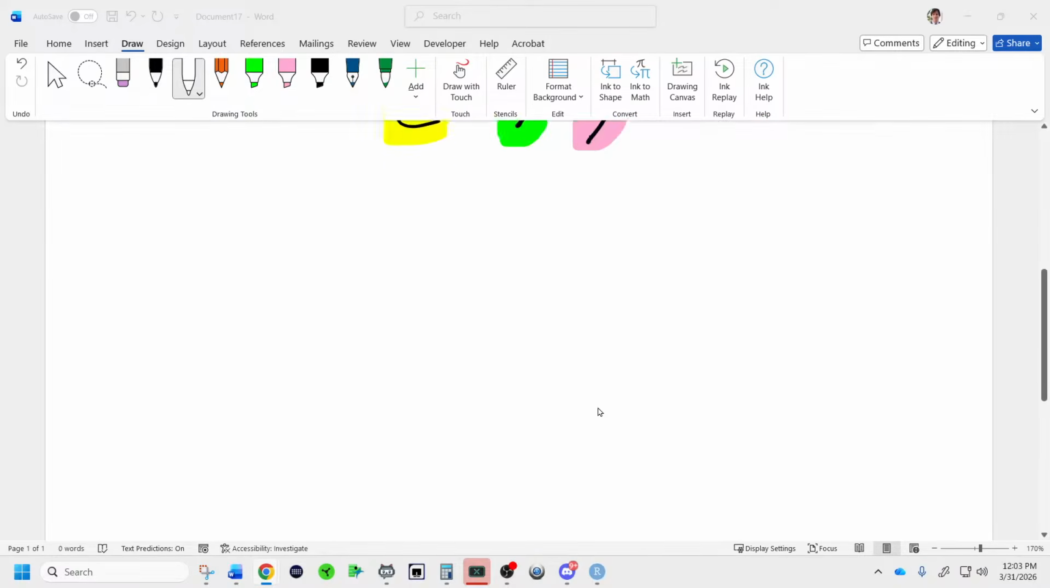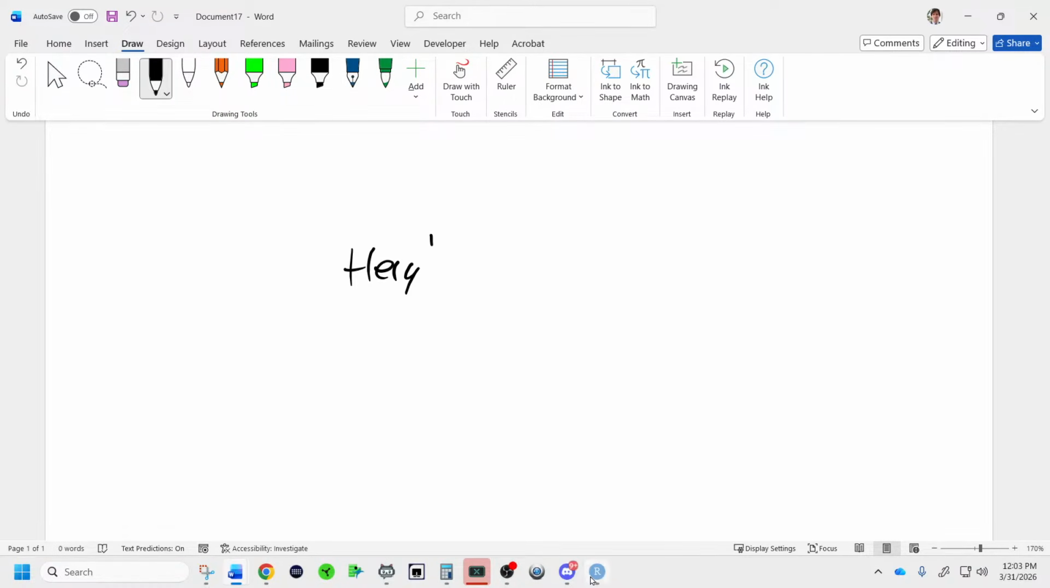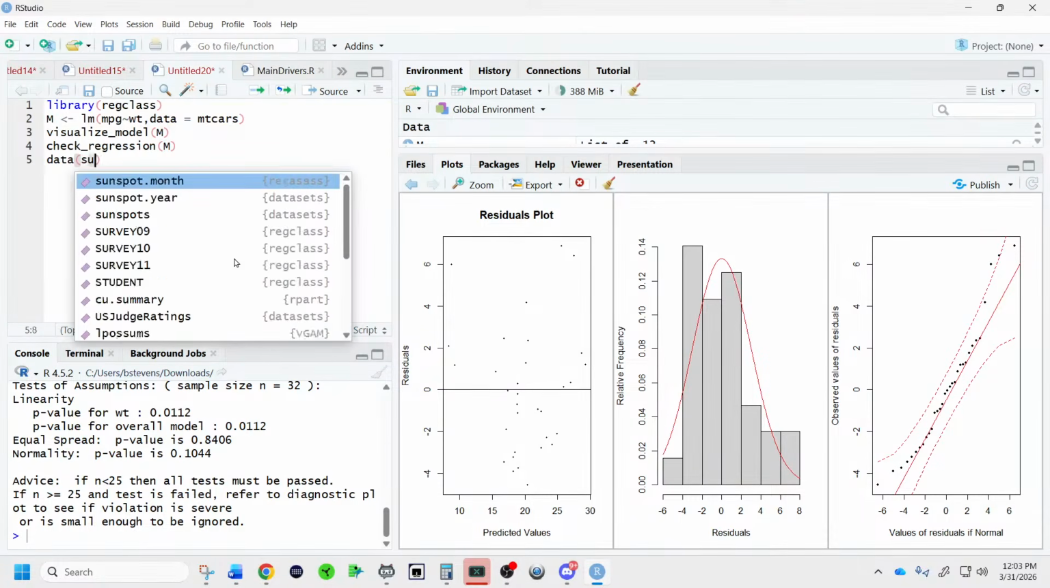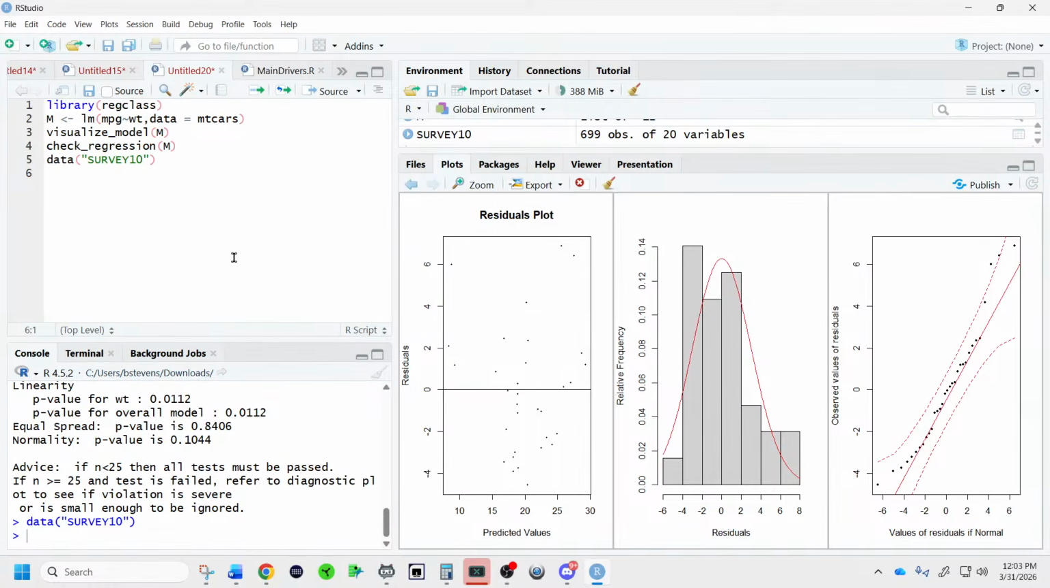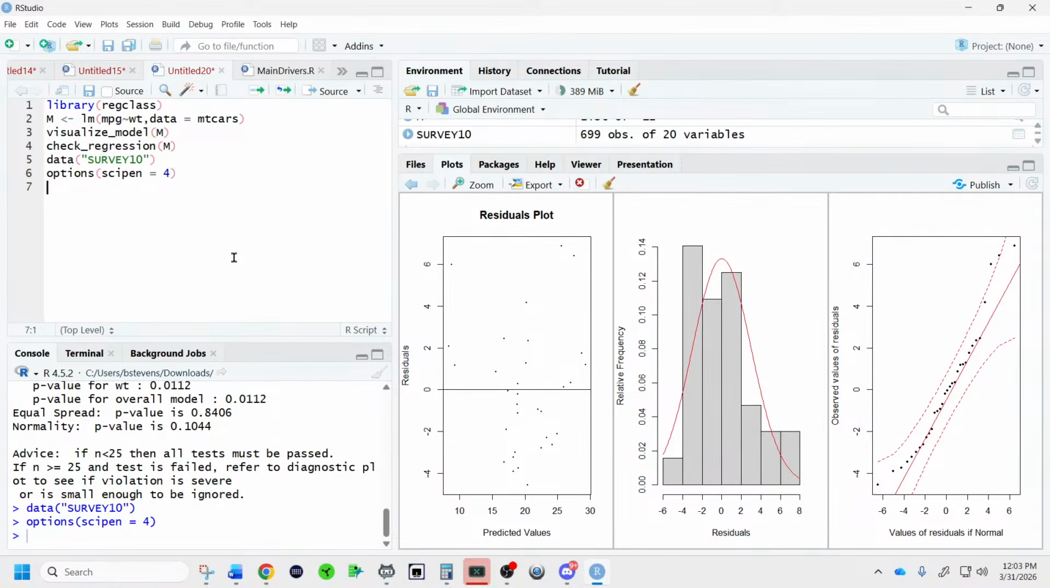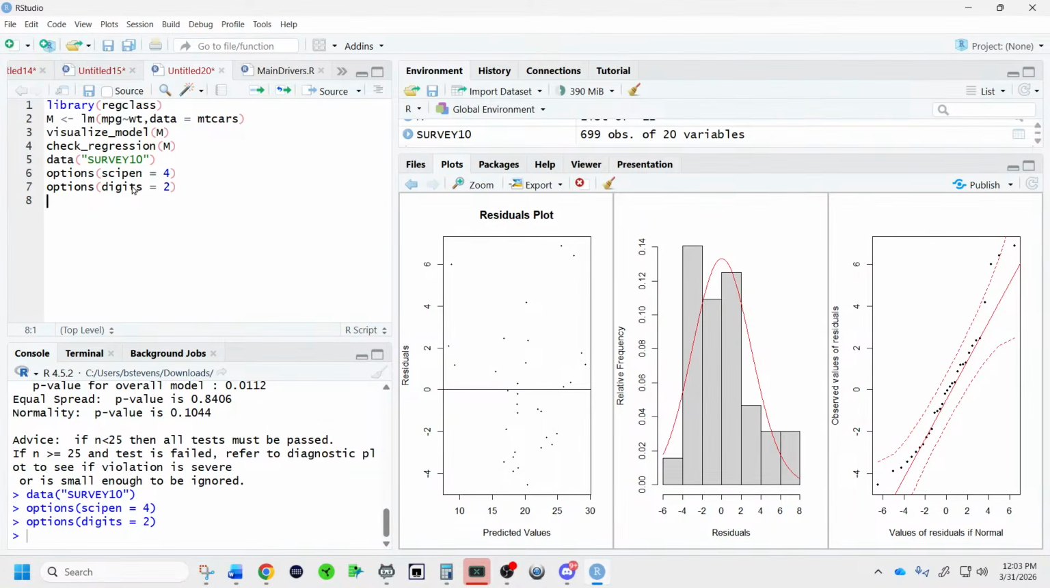I'll do one right now where we solve an equation just doing residuals. Actually I can get a real equation, because when I come up with it, it might be weird. Okay, so data, survey 10. Let's set the SciPen option equals 4, and I'm just changing options digits equals 2. Okay, and there we go. Now we'll do lm, saving into LM, height predicted from weight. This is a good review of regression right here.